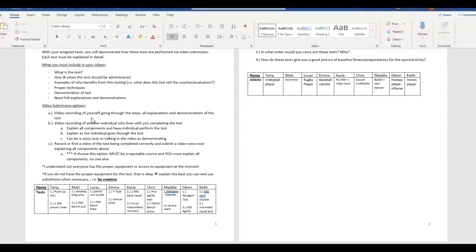Options A and B should be your top choices, either recording yourself or someone who is going through the test to explain the test. Okay, so I want to explain that I understand not everyone has proper equipment or access to equipment at the moment. So I get that. So for example, I have a couple of you doing a 1 RM bench pull, 1 RM power clean. I understand you may not have squat racks and all this type of equipment that we would normally have in lab.